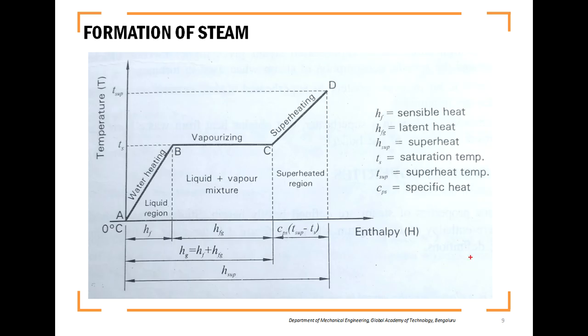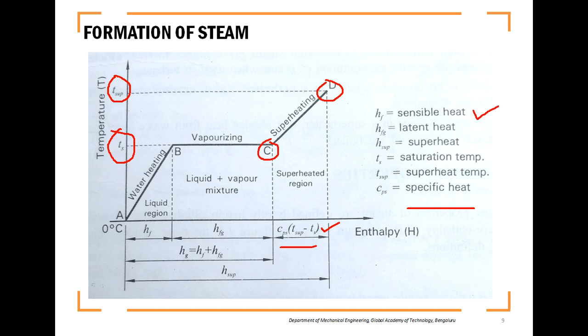The amount of heat required to raise the steam which is at point C to point D is called the enthalpy of superheated steam, or superheated enthalpy, and that is represented as CPS into the difference of superheated temperature, that is TSUP, to the saturation temperature. When you take the difference, you will be getting the enthalpy, and that is nothing but the enthalpy of superheated steam. So you can just see the abbreviations given here.